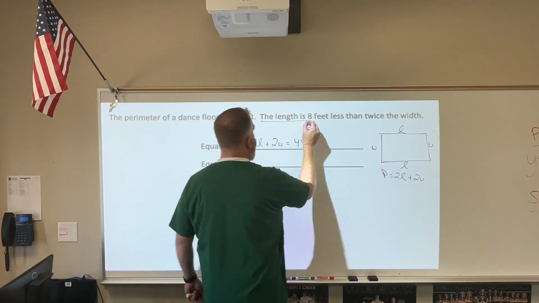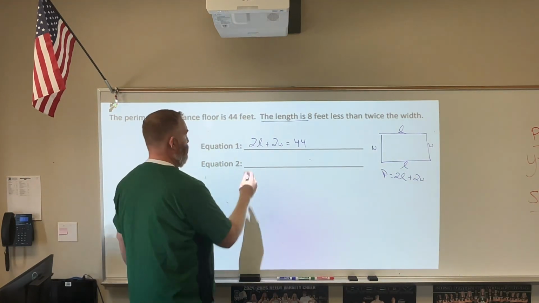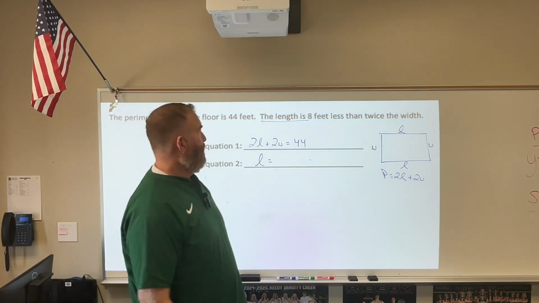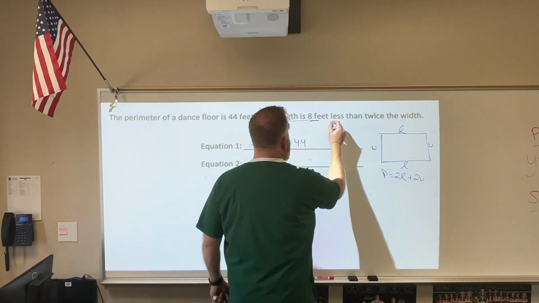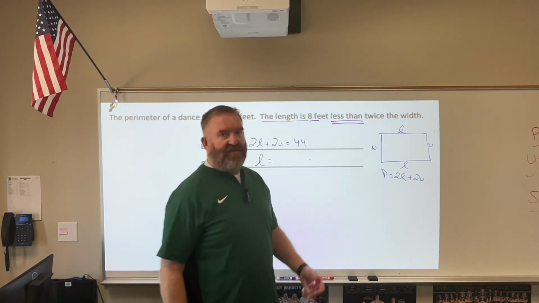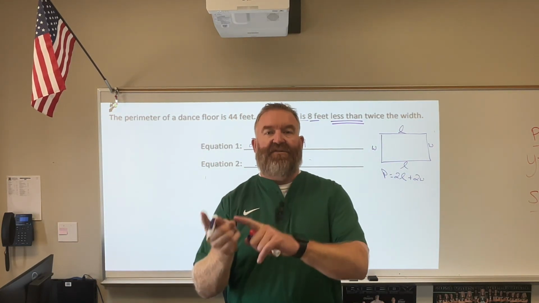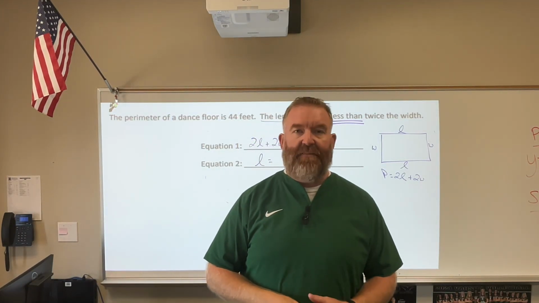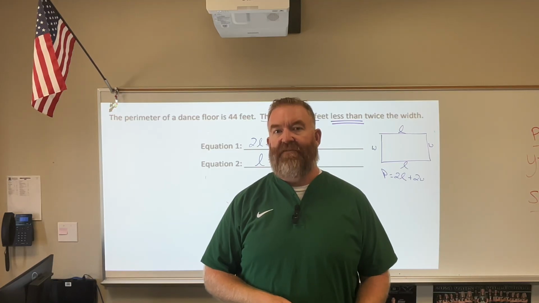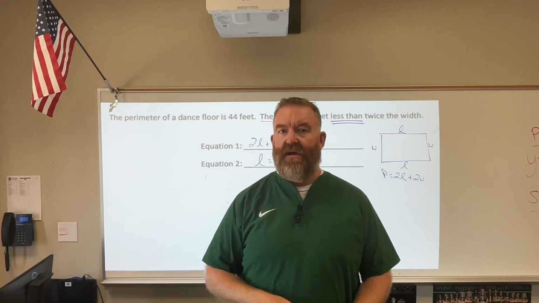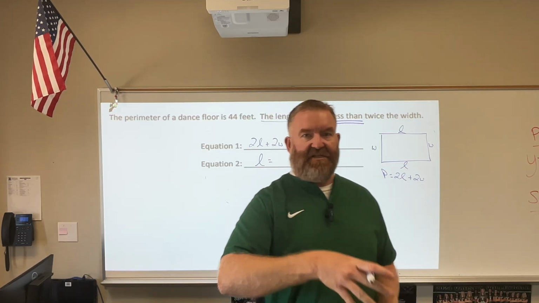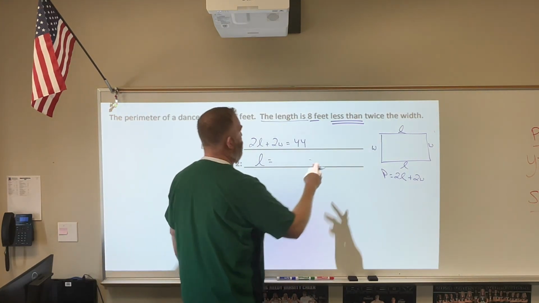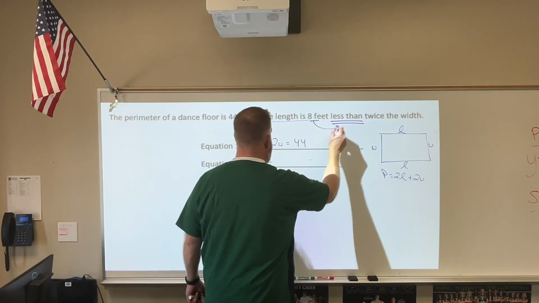Please read this. The length is, L equals, 8 less than twice the width. If you see less than, you switch the order so 8 goes behind it. Think about it. If somebody has $50 and you have 10 less than them, how much do you have? You have $40. 50 minus 10, the 10 is last. You have 10 less than 50, so you have 40. So it goes backwards. Less than means you switch the order, so it's going to be something minus 8.